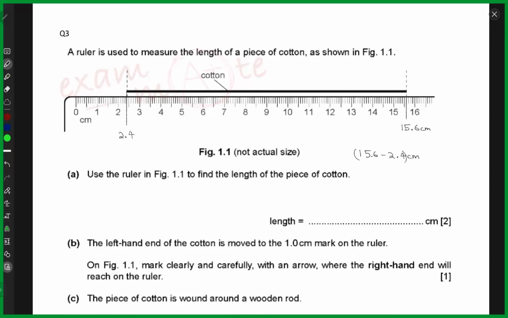Just do the math, right? And what do you get? Can you tell me? 13.2. 13.2 centimeters. Right. So that's in centimeters, and that's the length of the cotton. So is that clear for everyone in the class?